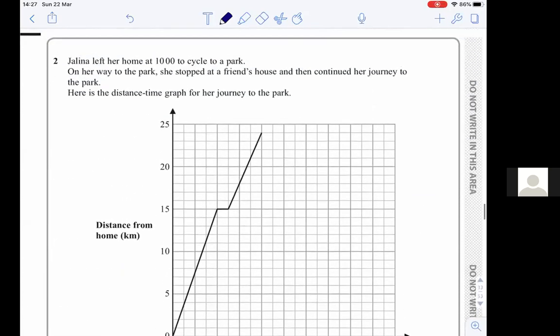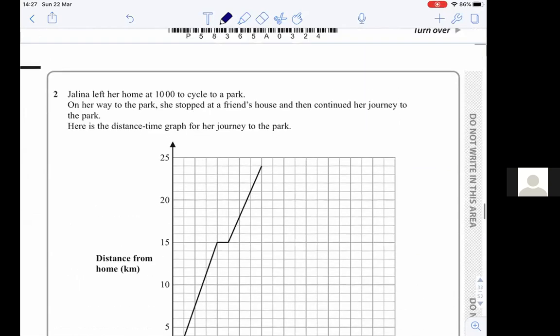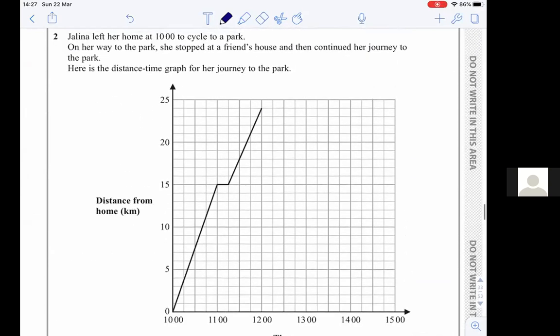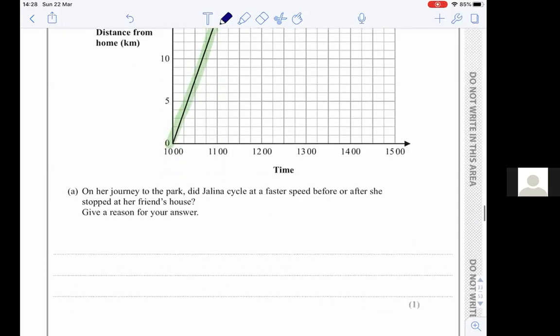Question 2. Jelena left her home at 10 o'clock. This first part is asking us to work out at which point in her journey she is traveling fastest, and to give a reason for it. So the key thing here is to look at gradients. So over here for 1 hour, in fact I'll just highlight it. For the first part of the journey, in 1 hour we're traveling 15 kilometers. So our gradient here is, I guess, 15 over 1.